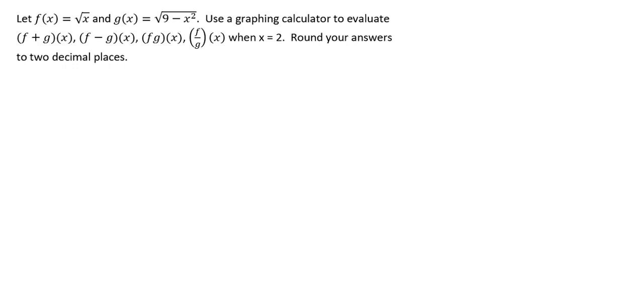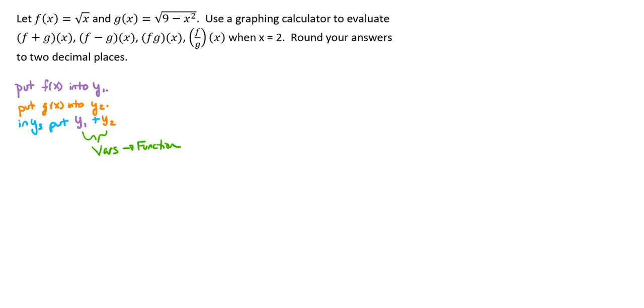In this video, we're going to go through how to evaluate the sum, difference, product, and quotient of two functions using your calculator. Now you might be thinking, how in the world can you do that? And it's pretty simple. You're going to plug your f of x into the y1 spot, your g of x into the y2 spot, then in the y3, you're going to put in your y1 plus y2, and or minus or multiply or divide, and the vars menus is where we find that. So let's walk through it together.